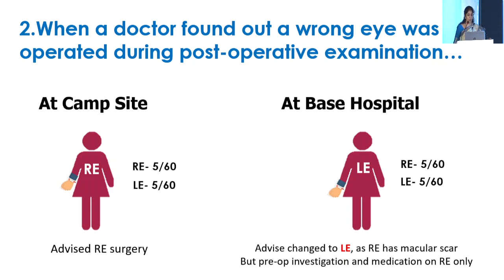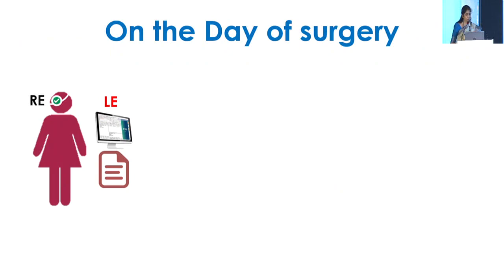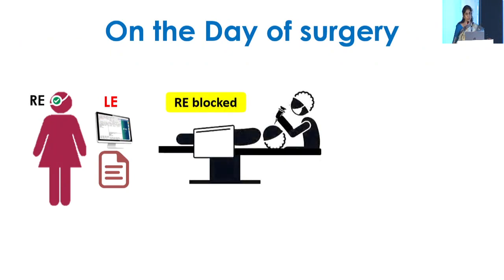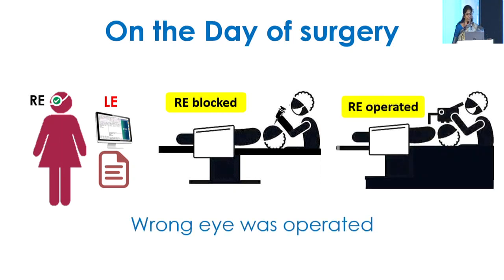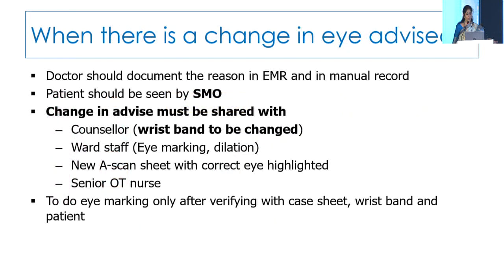However, the patient continued to have the wristband in the left hand. So the advice was changed in the case sheet, but the patient's wristband was still on the wrong side. Because of that, the wrong side was blocked, and the right eye was operated. So this was identified later in the follow-up period. The good news, thankfully, was that the IOL power was the same in both eyes, so we went ahead with the other eye subsequently after this error happened. But this is one situation which happened. Again, very much preventable, but why does this happen and how do we prevent this in future?